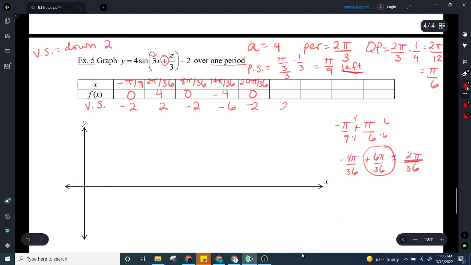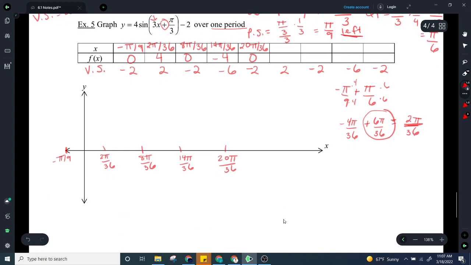What would the next point be? It'd be 2, negative 2, negative 6, negative 2. That would be the pattern if we were to continue. But we'll just do the one cycle for now. So notice it starts out at negative pi over 9. So that means I'm going to start over here on the side of the graph at negative pi over 9. The next key value would be at 2 pi over 36, and then 8 pi over 36, and then 14 pi over 36, and then 20 pi over 36.